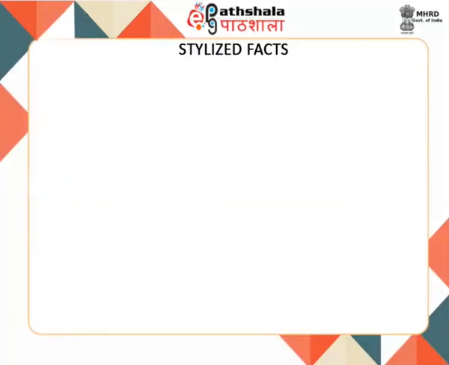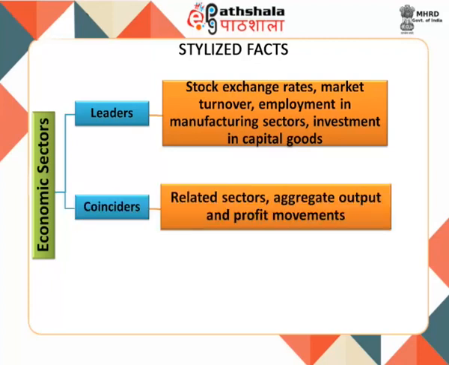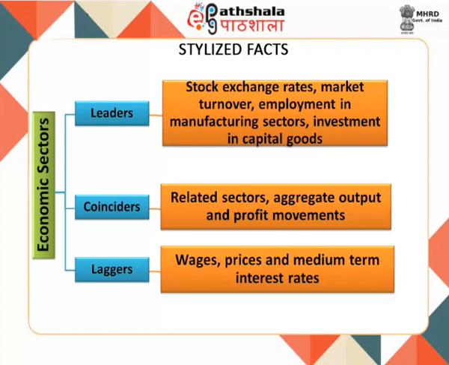Let us now proceed to analyze the stylized facts of a business cycle. Empirical studies of business cycles suggest that features common to most observed business cycles can be isolated. Broadly, the economic sectors and variables can be identified as leaders, those variables and sectors which are fast to respond and are affected the most; coinciders, where the changes are observed at a level at par with the overall magnitude; and laggers, where the response comes with a lag and is not too severe.